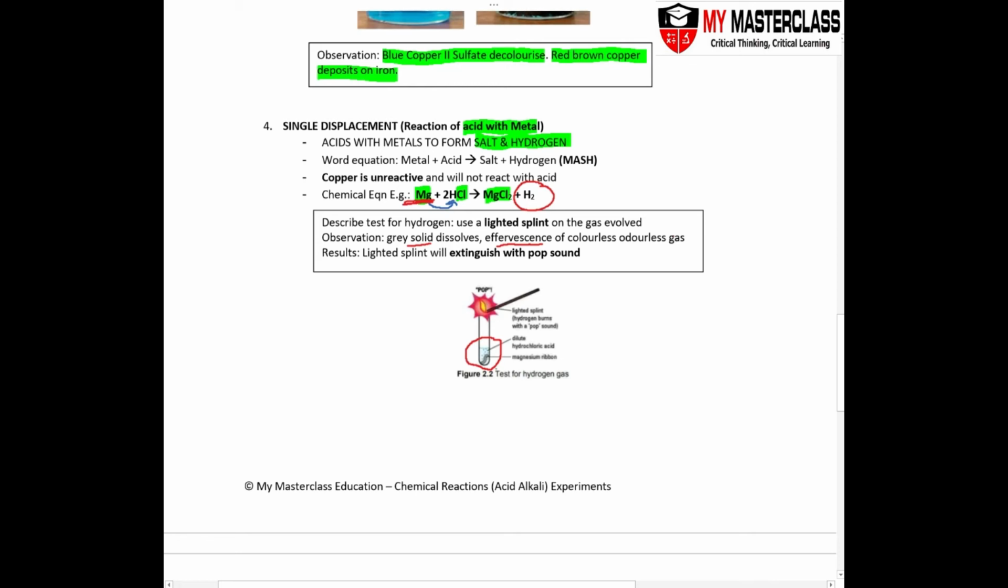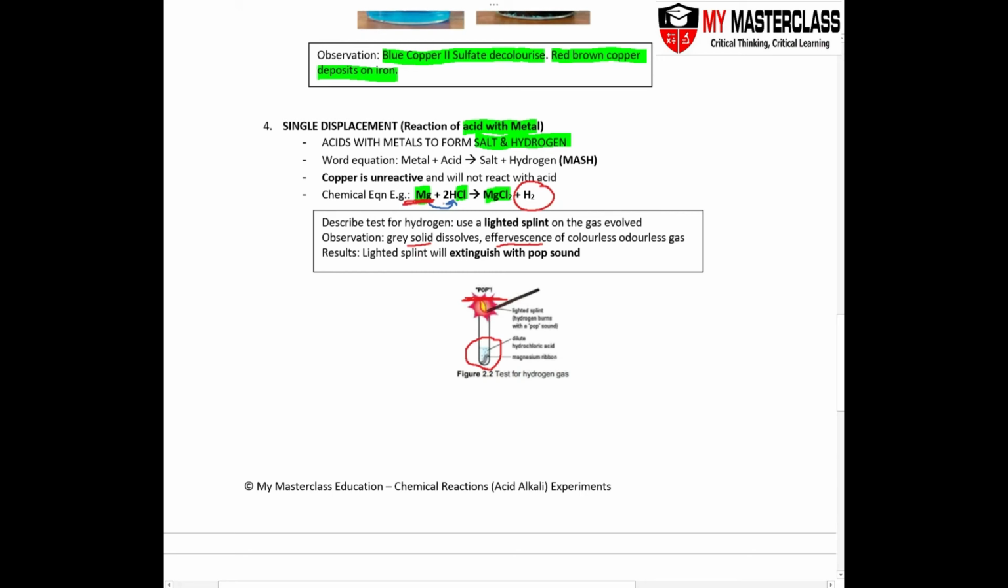Okay, and how do we go about testing? Because this gas that comes out is just bubbles. How do we test that this gas is really your hydrogen gas? So the lighted splint will extinguish with a pop sound. So use your satay stick with a fire. If it is hydrogen, it will extinguish and you will hear a pop sound. Positive test for hydrogen gas.